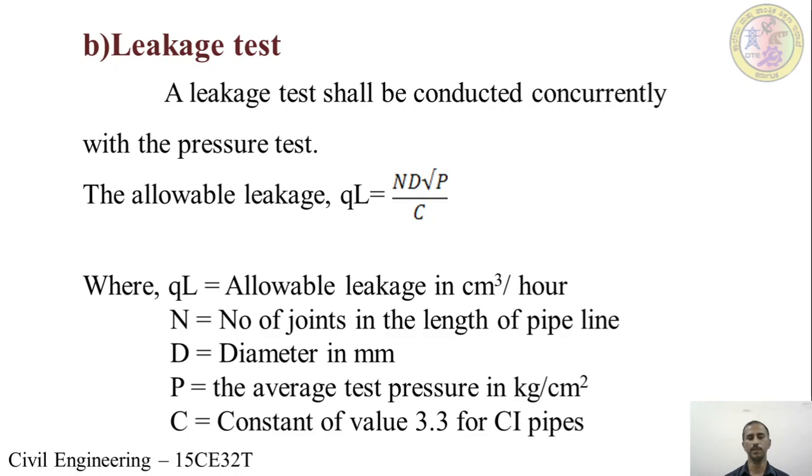This allowable leakage is checked against the actual site leakage. If the actual site leakage is less than the allowable leakage, then the section is said to be in good condition. So these two tests are conducted, that is hydrostatic pressure test and leakage test, onto the given pipeline section before opening it to the regular service.